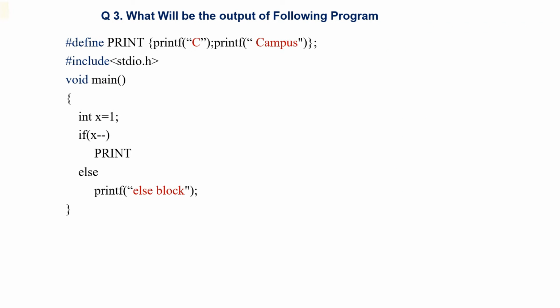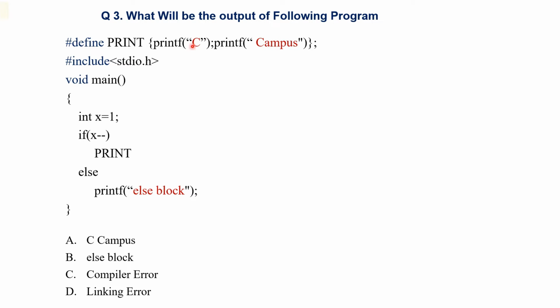So this is question number 3. What will be the output of the following program? And these are the options from where you have to select one correct answer. Here in this program, a macro print is used whose value is equal to this string.